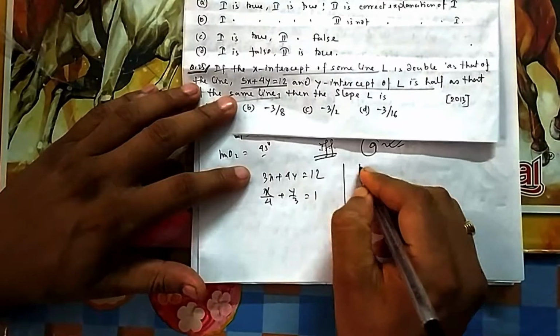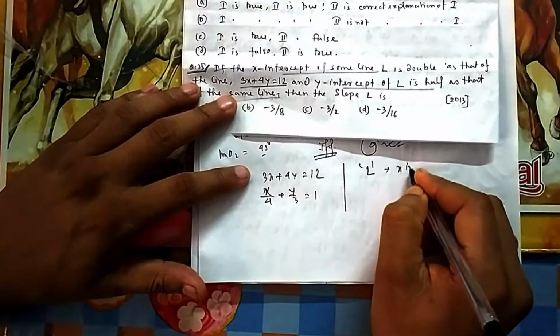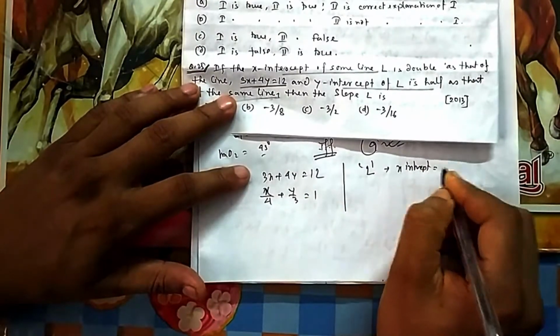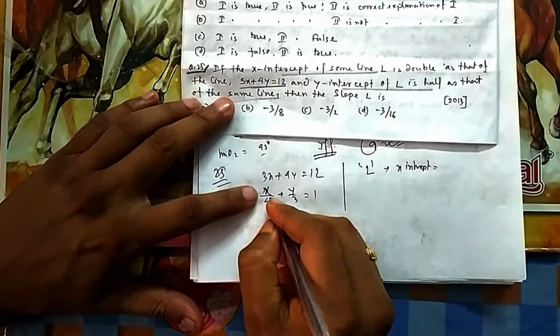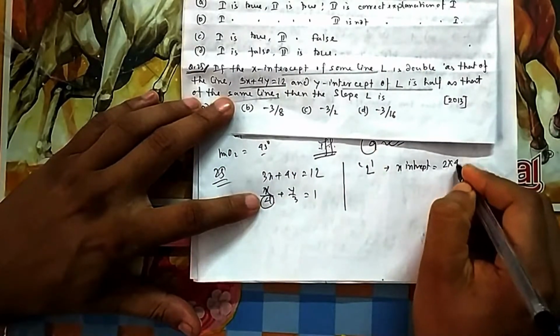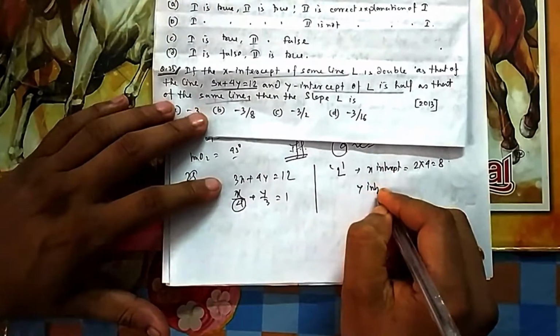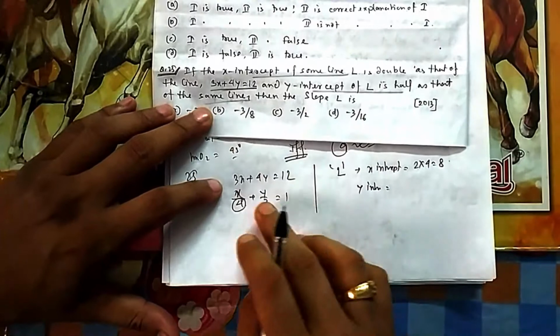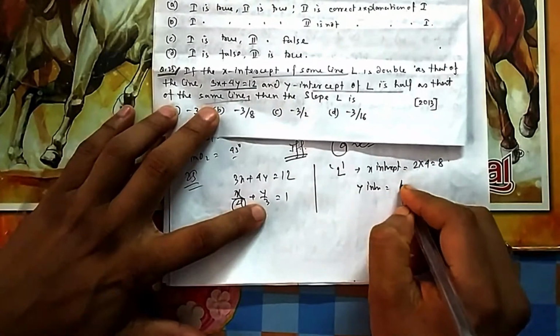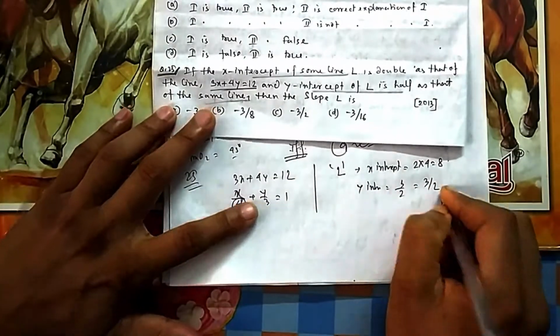So let me take the line L. What is its x-intercept? They are saying it is double that of that line. This is 4, so it is 2 into 4, double of this line. And what is the y-intercept, they are saying? The y-intercept of L is half of this same line. It is half of 3, so it is 3 by 2.